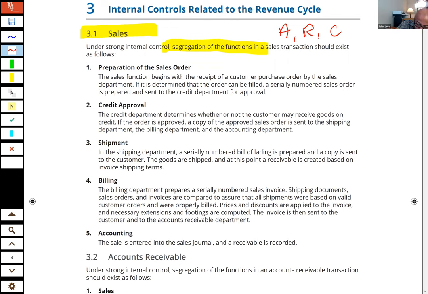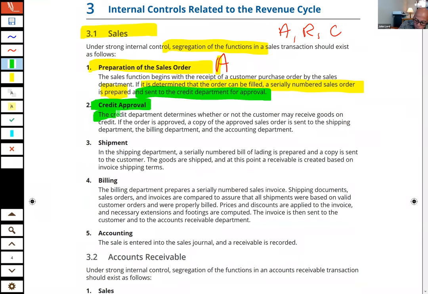Okay, so they tell us that the sales function begins with the receipt of a customer purchase order by the sales department. So is this authorization, record keeping, or custody? This is an authorization step, because they're saying, hey, there's a valid customer here and we need to fill an order for this customer. We're going to prepare a sales order and send that to the credit department for credit approval. So it's an authorization that we're beginning this process, and we have a legitimate customer here. And then we go to a different department for credit approval.